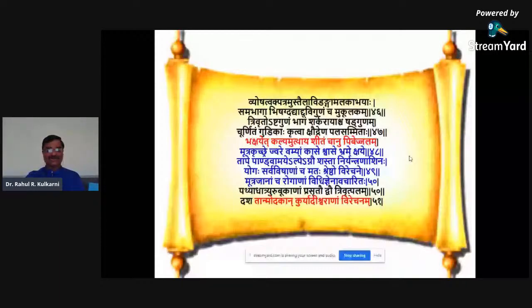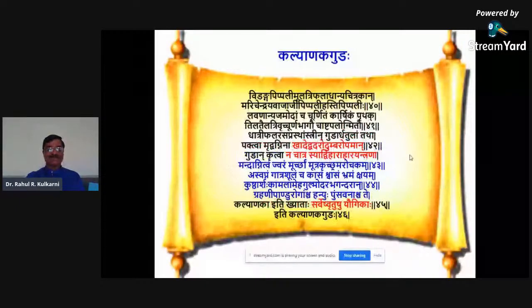I'm sorry that Chakrapani's commentary on this has been missing. On Kalyanaka Guda, the Chakrapani commentary has been missed here. What he says is Hemante Ativa Shita Vayu Virechana is not advised. So Acharya says that in Hemanta Rutu, Ativa Tivra Shita Vayu, Virechana should not be advised, but this can be given in Hemanta Rutu as well. So that is why it is called Sarveshu Rutushu Yogikaha.